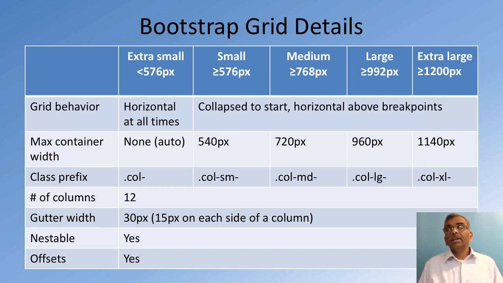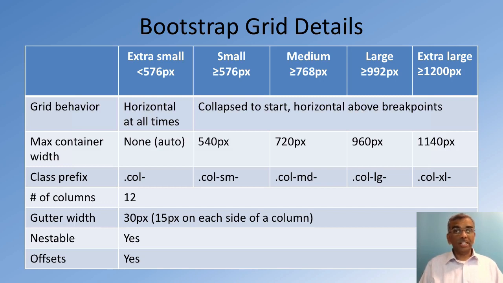Now, in all screen size cases, the number of columns is defined to be 12 columns. The grid in case of Bootstrap is designed to be 12 columns, and that is configurable, but the default value is 12 columns. The reason for choosing 12 is that 12 is a good multiple of 2, 3, 4, and so on. So it gives you a lot of flexibility in terms of how many columns you choose to lay out your content.